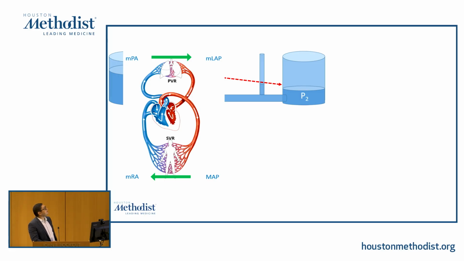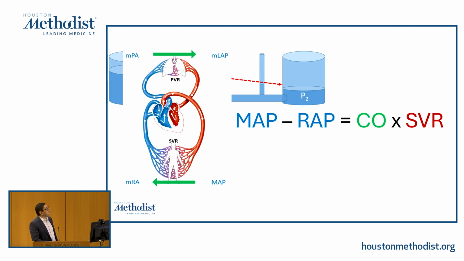So if we apply the same concept to the human circulation, the formula is going to be: the higher pressure is the MAP, which is your arterial pressure, minus your lower pressure, which is your CVP or right atrial pressure. Your flow is going to be the cardiac output, and the resistance is going to be your systemic vascular resistance. It's the resistance of the arteries and the veins that the blood is going to go through.